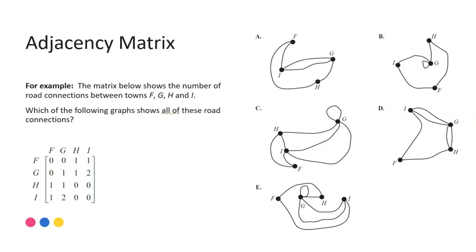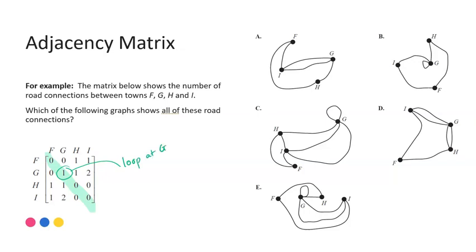So first example here, the matrix below shows the number of road connections between town F, G, H and I. Which of the following graphs shows all of these road connections? First thing I would be looking at is this leading diagonal. So remember, our leading diagonal will show us if there are any loops in the graph. And we can see from that there is a loop at G.